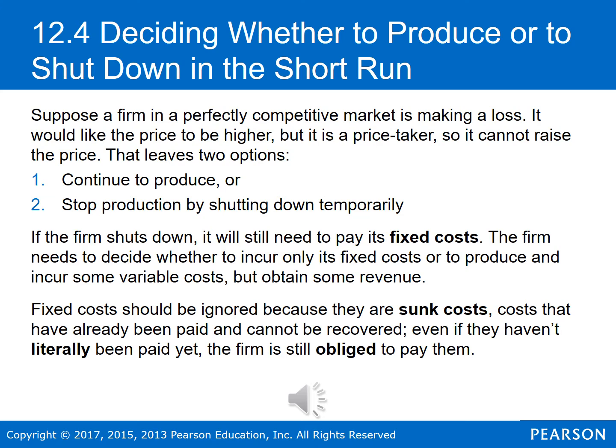This leaves that firm with two options. The first is to continue to produce and earn a loss, or they could stop production by shutting down temporarily. If the firm shuts down, it will still need to pay its fixed cost. So it still has to pay for, let's say, the factory, it still has to pay for the equipment, all these sorts of things. The firm needs to decide whether it can incur only its fixed costs, or if it should produce and incur some of the variable costs as well, but also obtain some revenue to offset them.